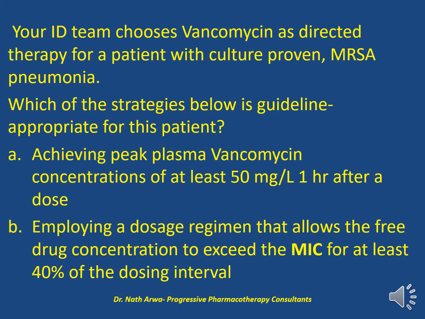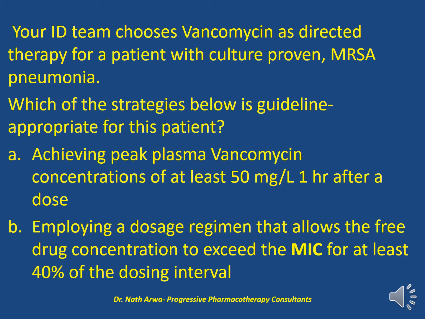Your infectious disease team chooses vancomycin as directed therapy for a patient with culture-proven methicillin-resistant Staphylococcus aureus pneumonia. Now, which of the strategies below is guideline appropriate for this patient? Is it achieving peak plasma vancomycin concentration of at least 50 milligrams per liter 1 hour after administering the dose?